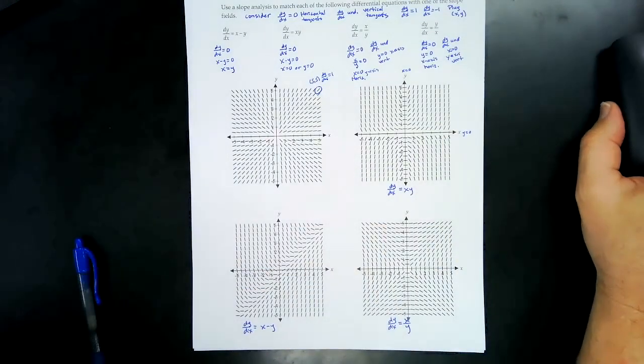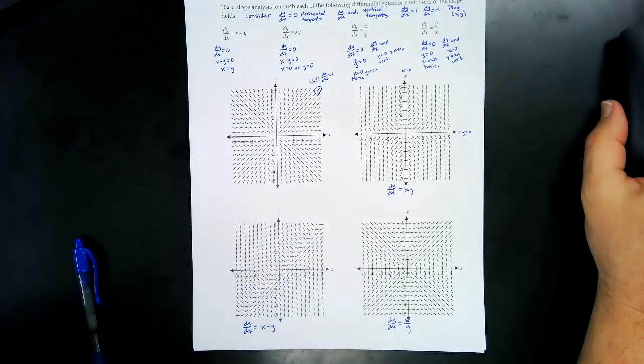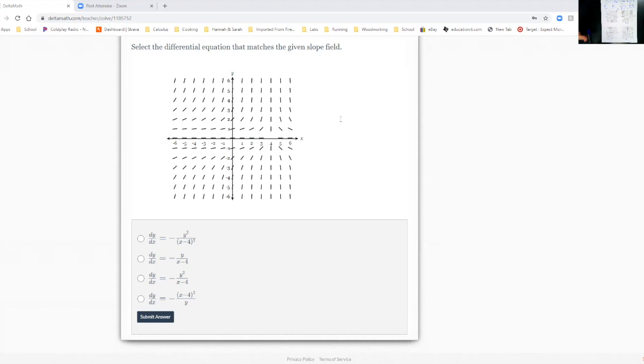Okay, I'm going to go to Delta Math and we're going to look at a problem. For this one, we select the difference equation that matches the given slope field. So here's our slope field, and we see horizontal tangents on the x-axis, and on the x-axis, y equals 0. I'm going to try to annotate this. We'll see how this works.